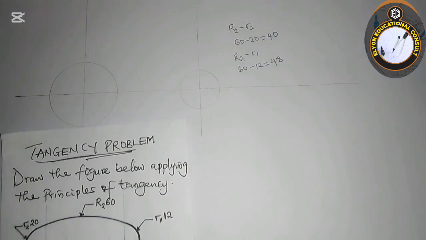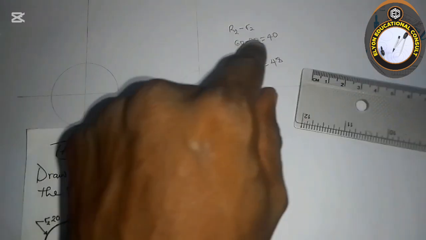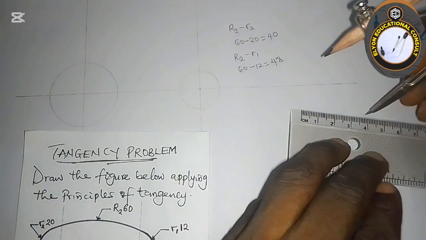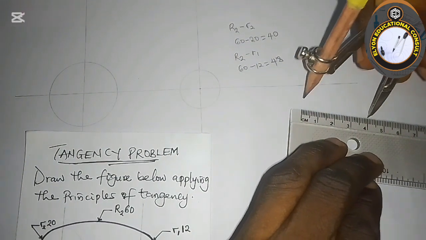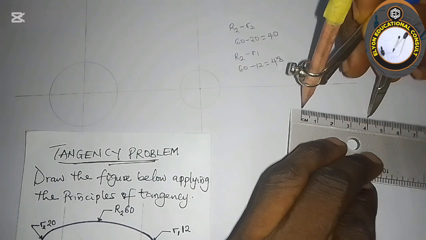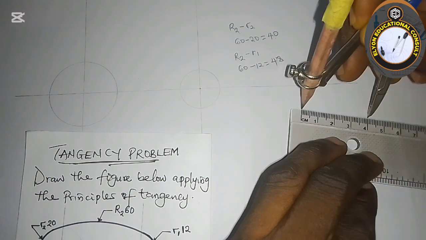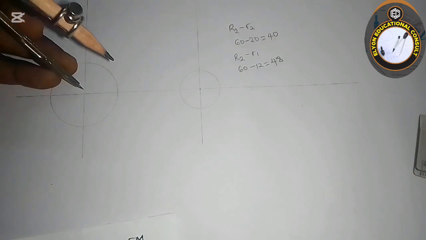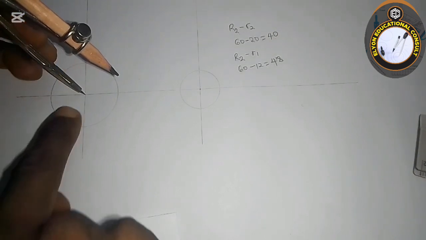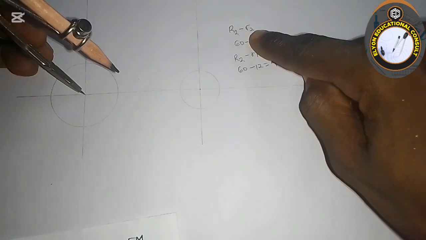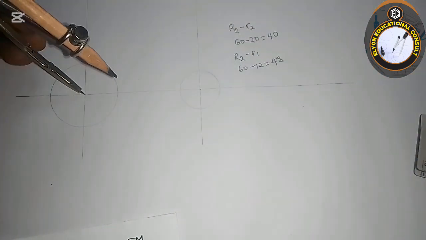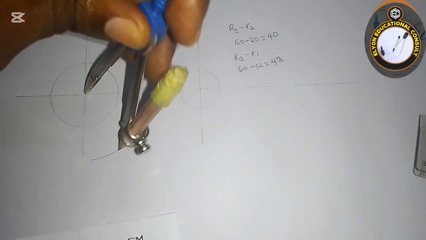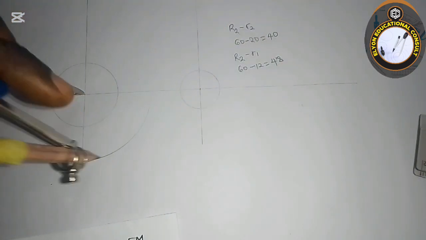So what we are going to be doing now is that I will stretch my compass to this 40. So this is 40, this is 40. This 40 now, I'm going to place here. Why am I placing here? Because it is for R2. This is our R2 from the question, as you can see on the screen. So this side is our R2. So I'm going to strike this arc, I'm going to draw this arc this way now.